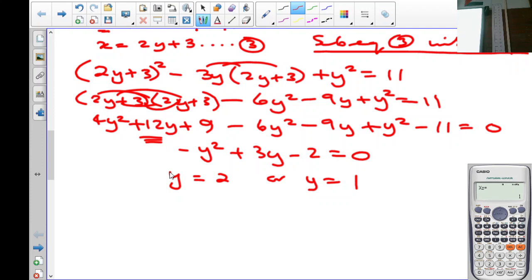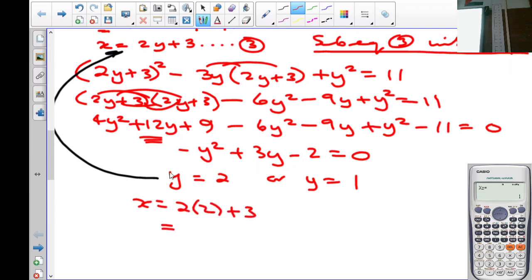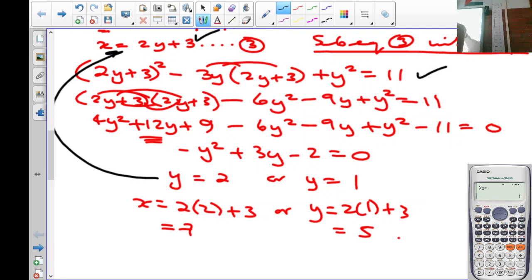Alright, so what we do now is substitute this back into equation 1. So we have x is equal to 2 times 2 plus 3, which is 7. And y is equal to 2 times 1 plus 3, which is 5. Okay, people, we mark this as follows. We give you a mark for making x or y the subject of the formula, and a mark for substituting it correctly. So that's already 2 marks given away.